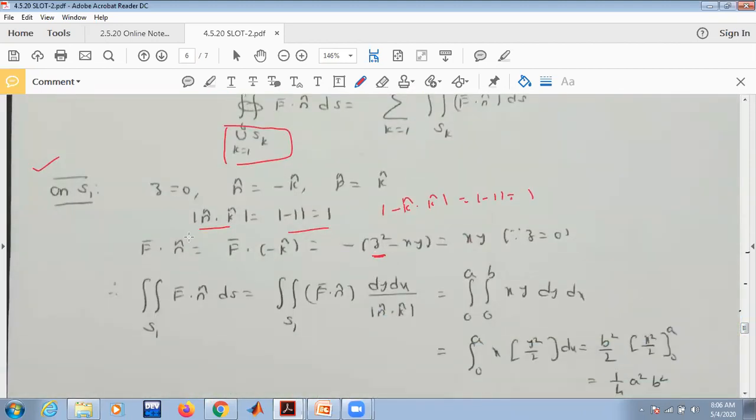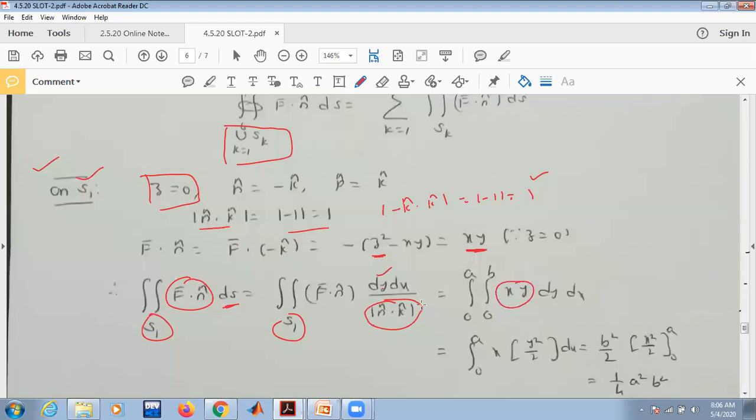But what is the z value from the surface equation? 0. Therefore, I can substitute 0. Minus, or minus times minus, plus xy. Now I have to integrate f bar dot n bar, which is xy, over the surface S1. And this ds is nothing but dy dx over modulus of n bar dot k bar, and modulus of n bar dot k bar is 1. There is no difference between the surface integral and the double integral because the surface is lying on the xy plane, and f bar dot n bar is xy.